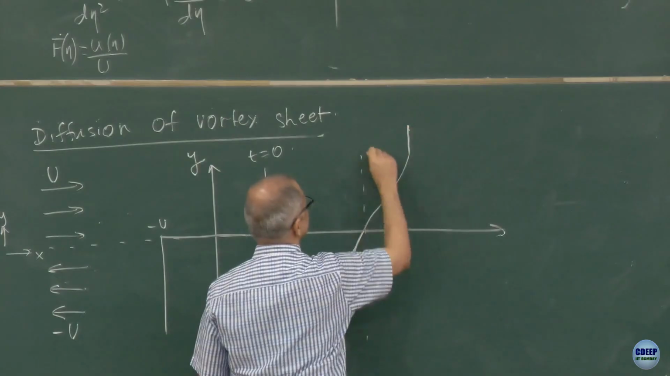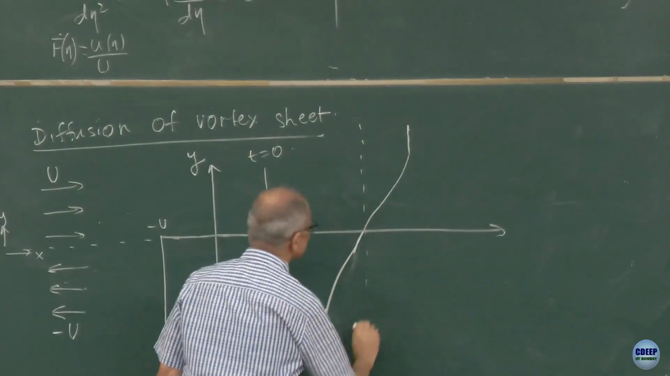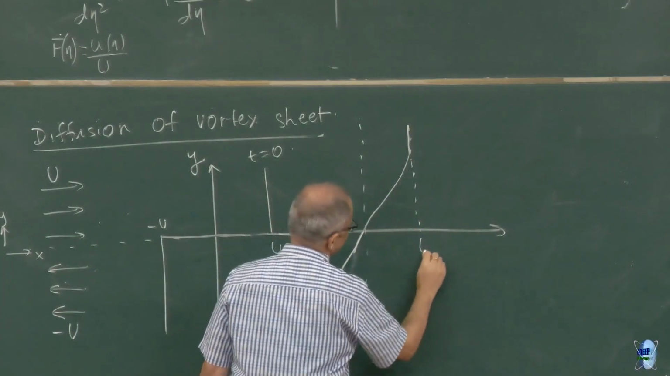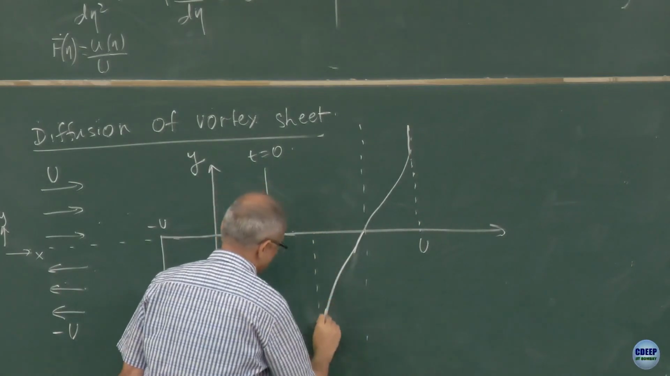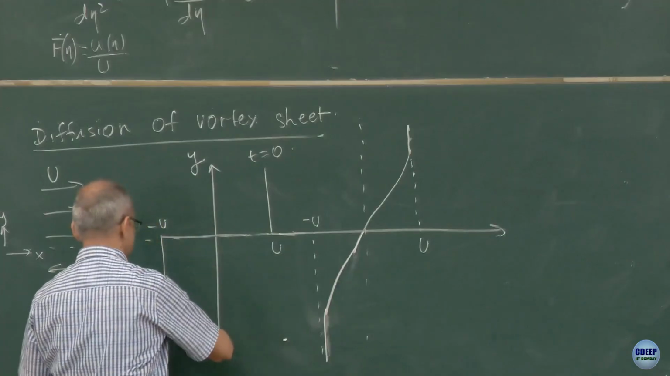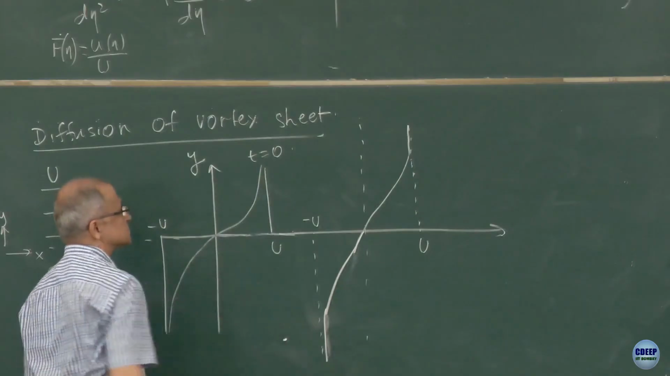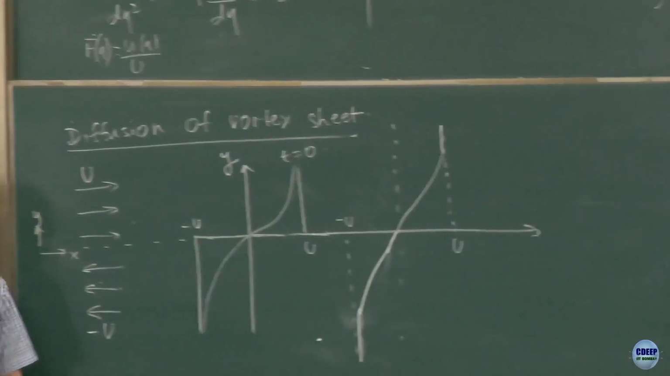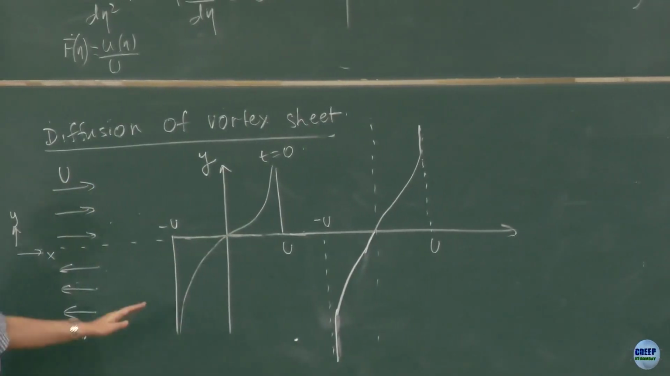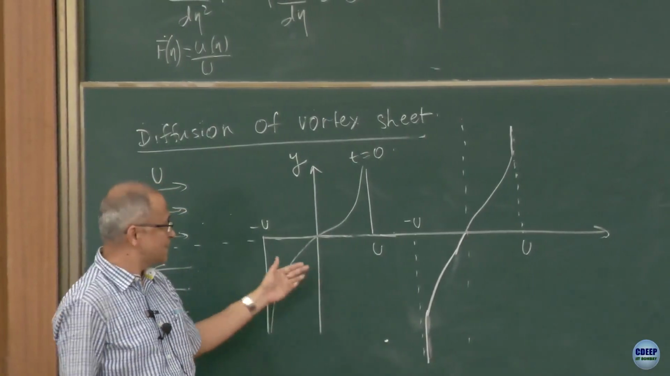So it will essentially asymptote to 1, or capital U, here. It will also asymptote to minus U here. So what we are saying is that after some time it will essentially become something like this. This is my error function, and this is how the solution will start looking. It will asymptote to both these two values very far away.